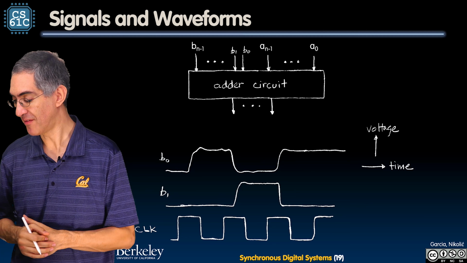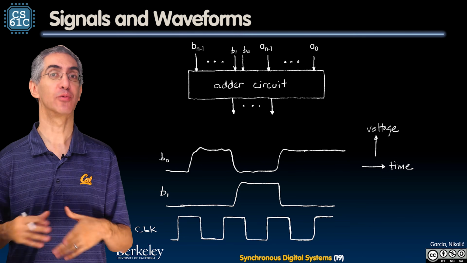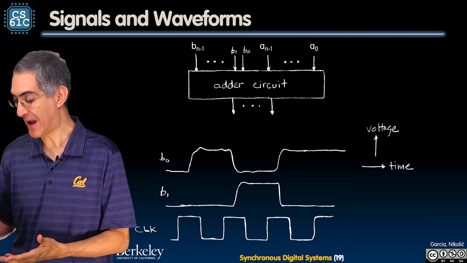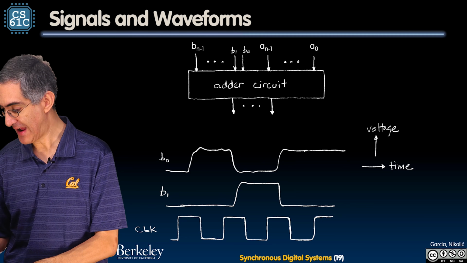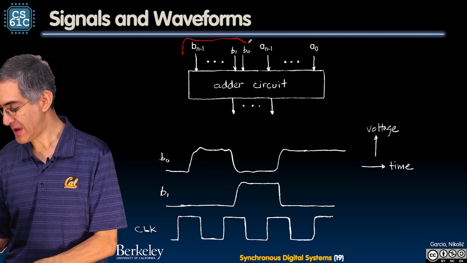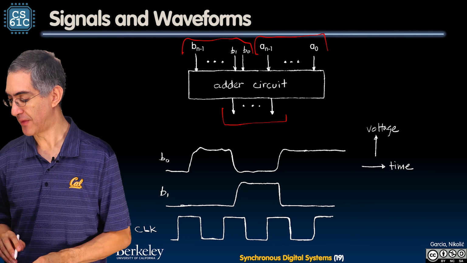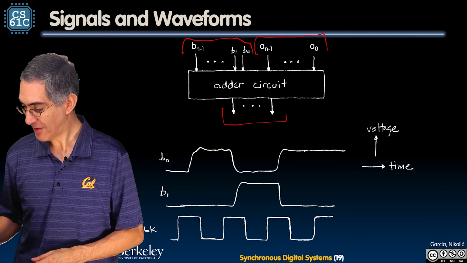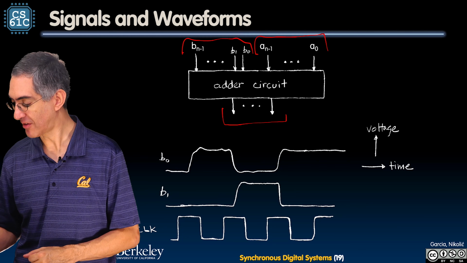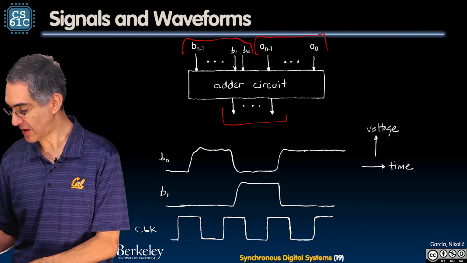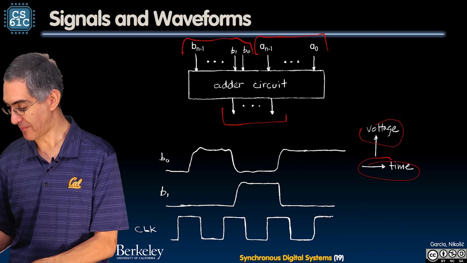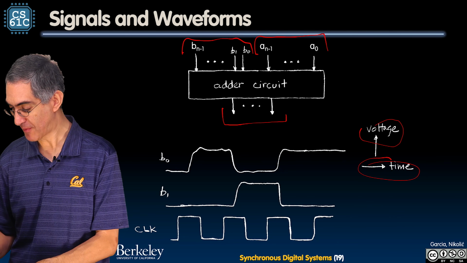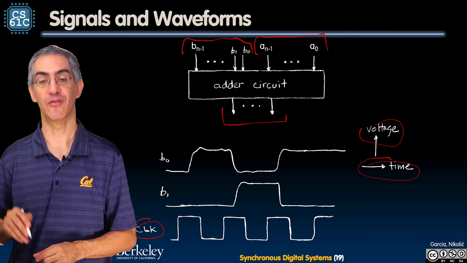So here's an example of an adder circuit. As we're going to start thinking about these block diagrams, here's an adder. Look at this. I've got n bits of B, n bits of A, and some number of bits of output. Now, if I look at B0 and B1, there are some interesting things. These things are going to change over time. So this is voltage as a function of time. Here's my clock, a nice, very pretty clock, a nice square wave at the bottom.